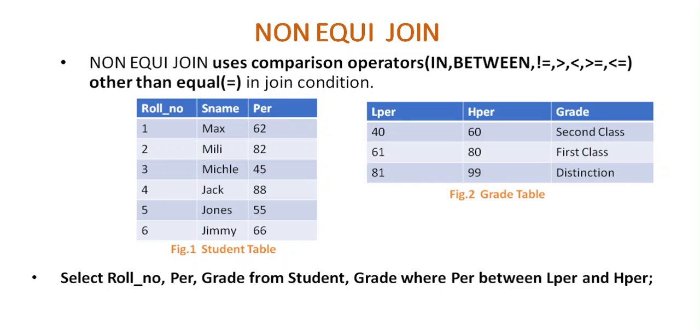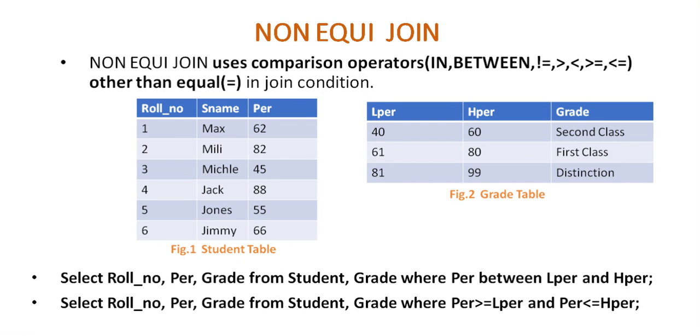Also, the attributes are not the same. In inner join and natural join we perform the join condition on the same or a common attribute, but in non-EQUI join we are not using the equal to operator, and we are not using a common attribute, because in both tables we don't have any common attribute. So that is non-EQUI join. My query is select roll number, percentage, grade from student, grade where percentage between low percentage and high percentage. It will give you the required output.